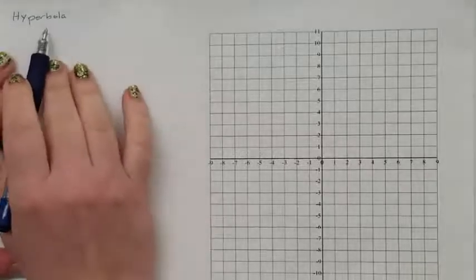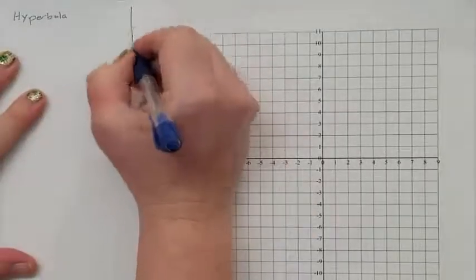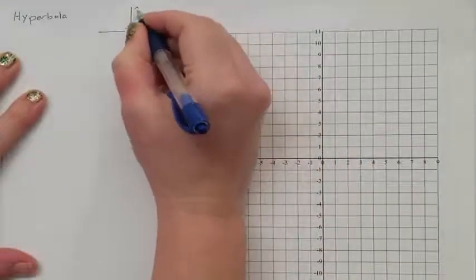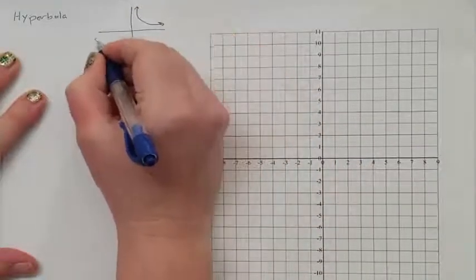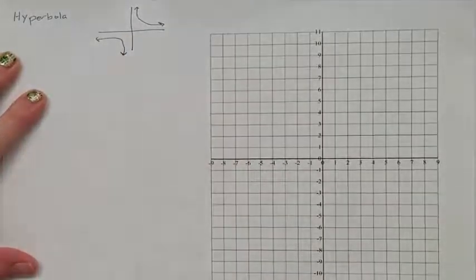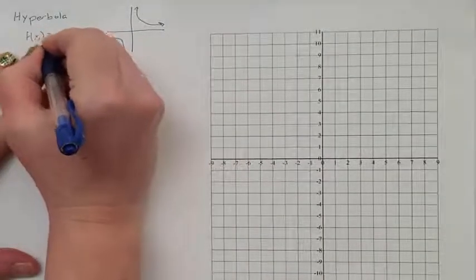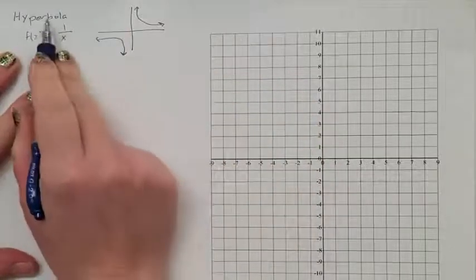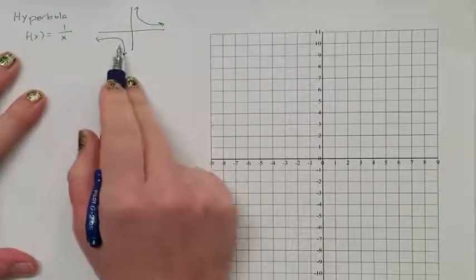So now we're going to talk about a hyperbola. A hyperbola has two symmetric halves, and our standard form of the hyperbola is going to have two symmetric halves because we know that it is 1 all over x. So this is our parent function for the hyperbola, and this is about generally what they look like.